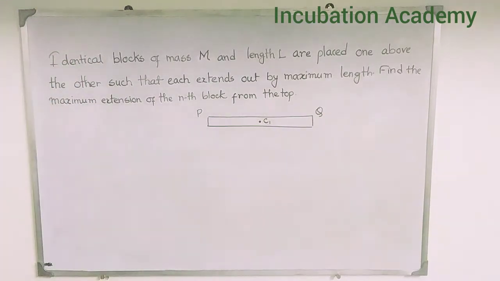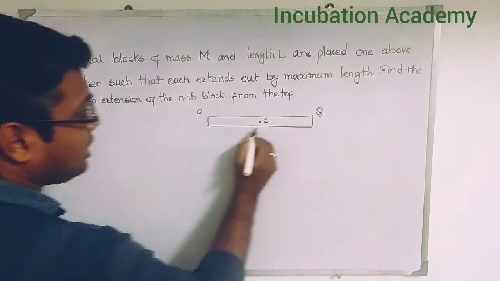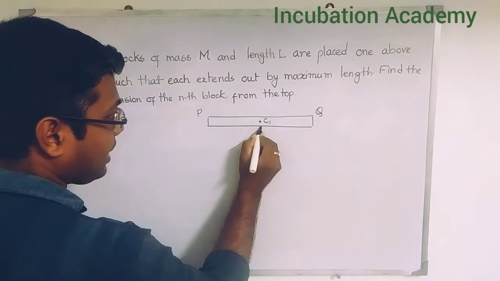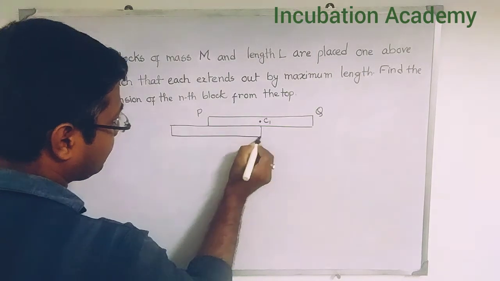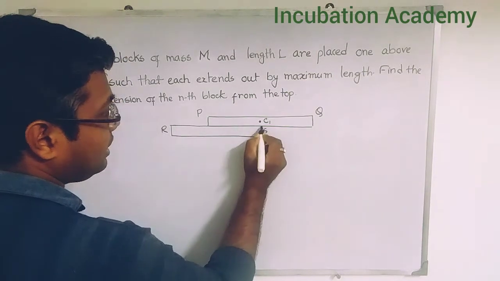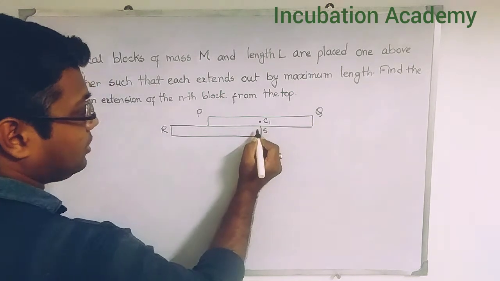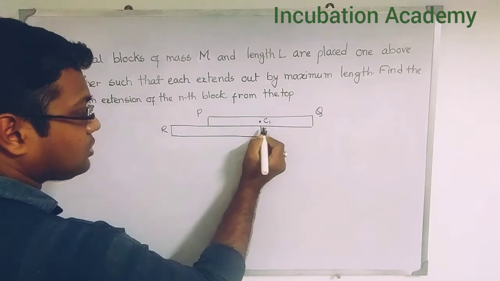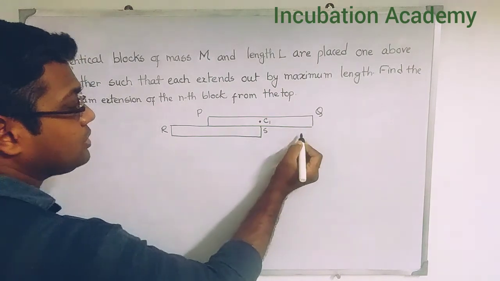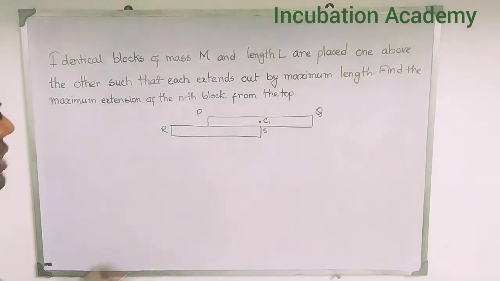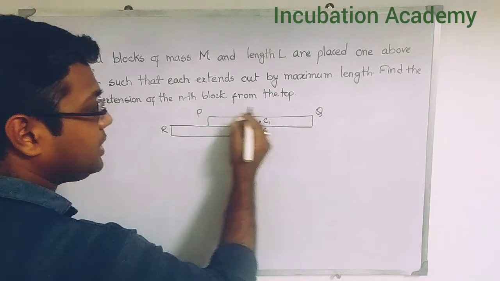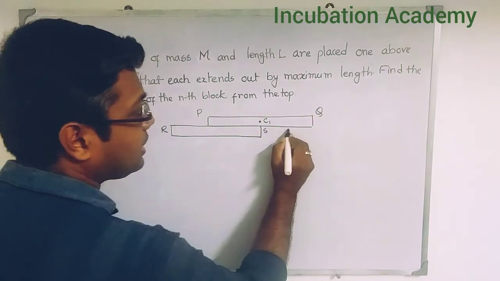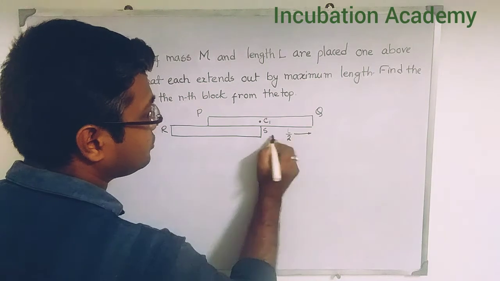let us say C1. Now if I place another block just below this, let me draw, that is R and S, such that the edge S of this block will be just below the center of mass of PQ. Then this block will not fall. So in other words, we can extend this PQ block over the RS block by a length L by 2.